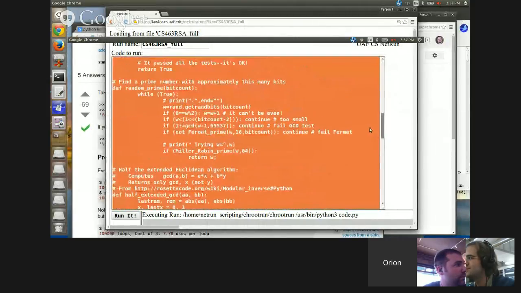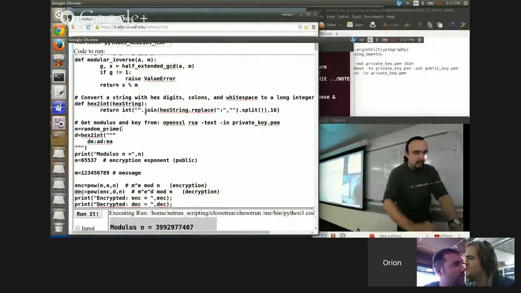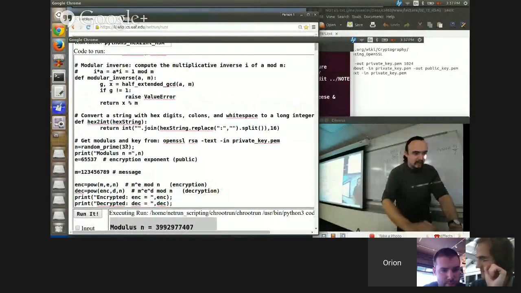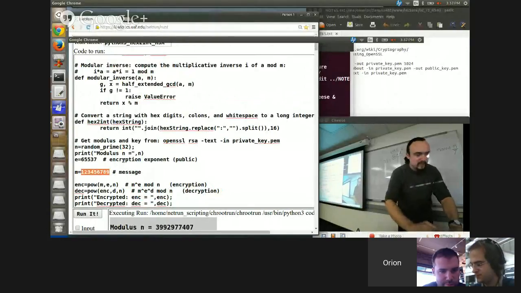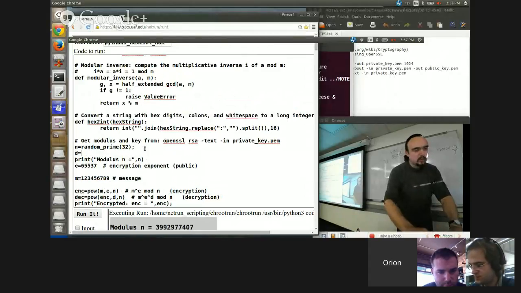You'll see more of this than you care about. random_prime, number of bits. So I just want a tiny one, a 32-bit prime. I'm going to start with 32 bits. The message has to fit in the prime. Okay, what is my decryption exponent? Well, it's just got to be the modular inverse of E mod N.